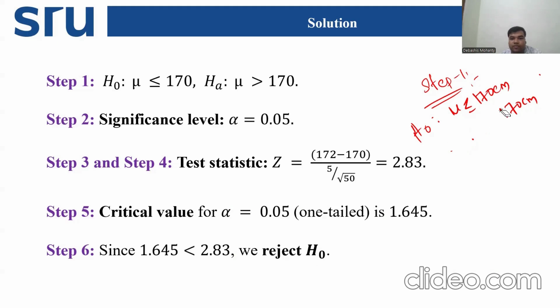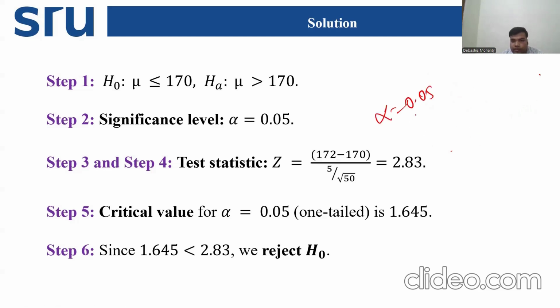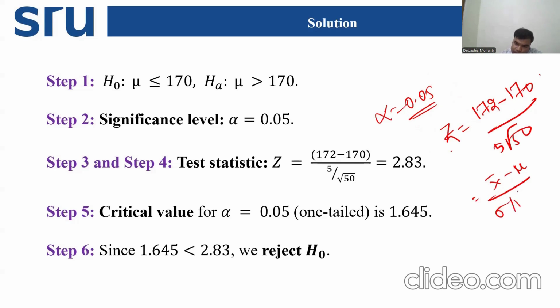After defining the significance level, the given alpha value is 0.05. After defining the alpha value, we have to compute the test statistic. How to compute it? Z equals 172 minus 170 divided by 5 divided by square root of 15. What is this formula? X bar minus mu divided by sigma divided by square root of n. So that is 2.83.